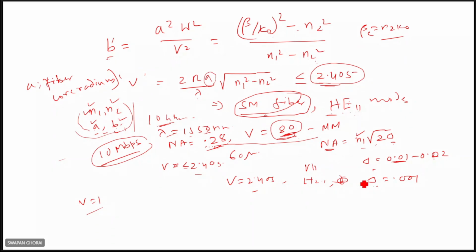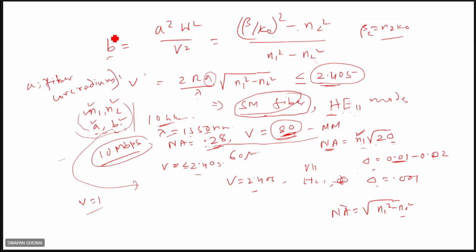So from this, if you know delta and the numerical aperture, you can find out n1. Once you know the value of n1, you can find out the value of n2, right? Because there is another relation for numerical aperture: it is root over n1 squared minus n2 squared. So you can find out n1, n2. And a also you can find out: the V number is given by V equal to 2 pi by lambda times a times numerical aperture. From this you can find out a, but for b there is no relation.